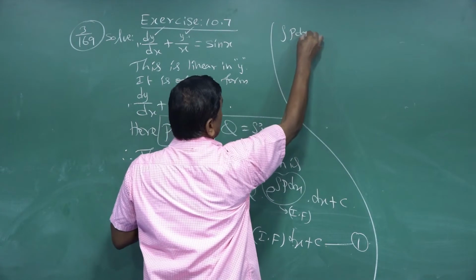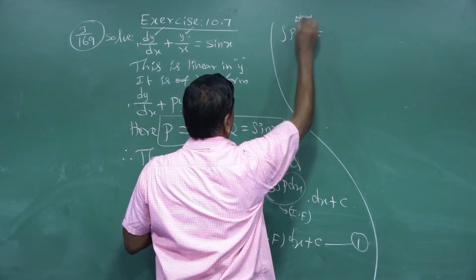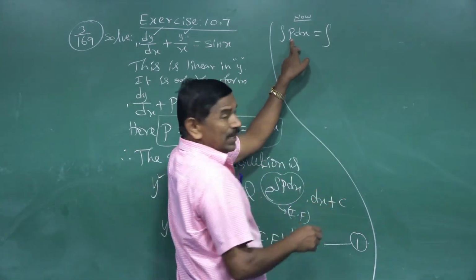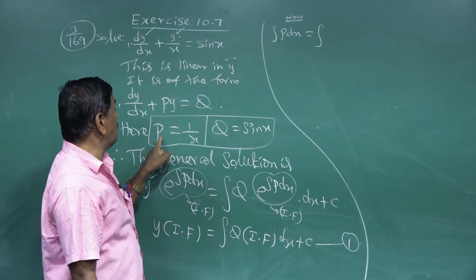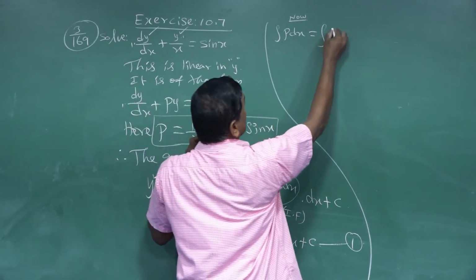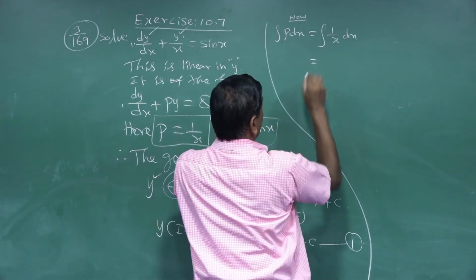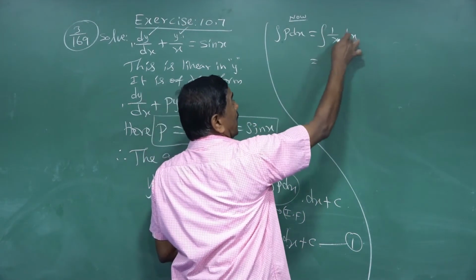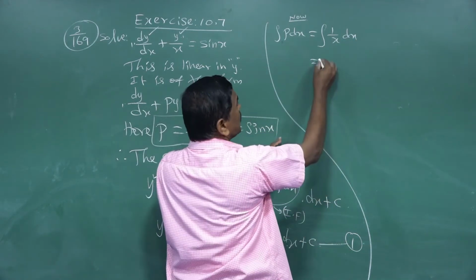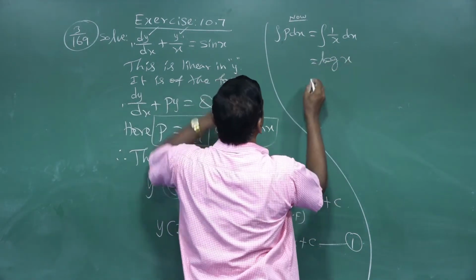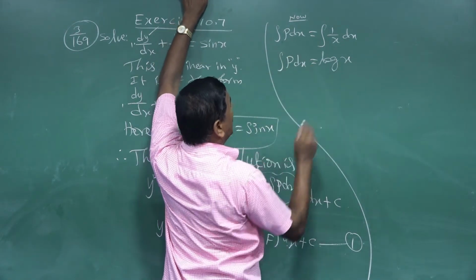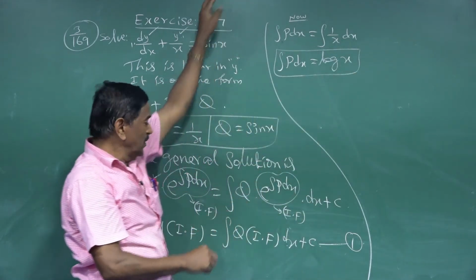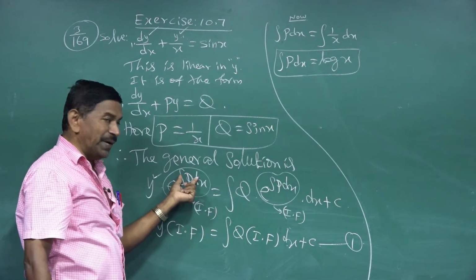Step 1: integral p dx is equal to integral of p into dx, where p is equal to 1 by x. Yes, very good. The integral of 1 by x into dx is equal to log x, which is the left hand side integral p dx. So integral p dx is equal to log x. The power, integral p dx, is ready.